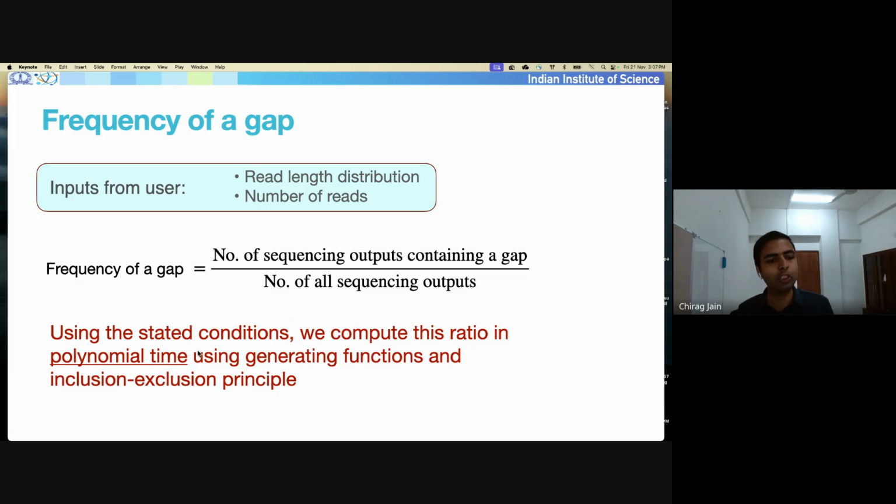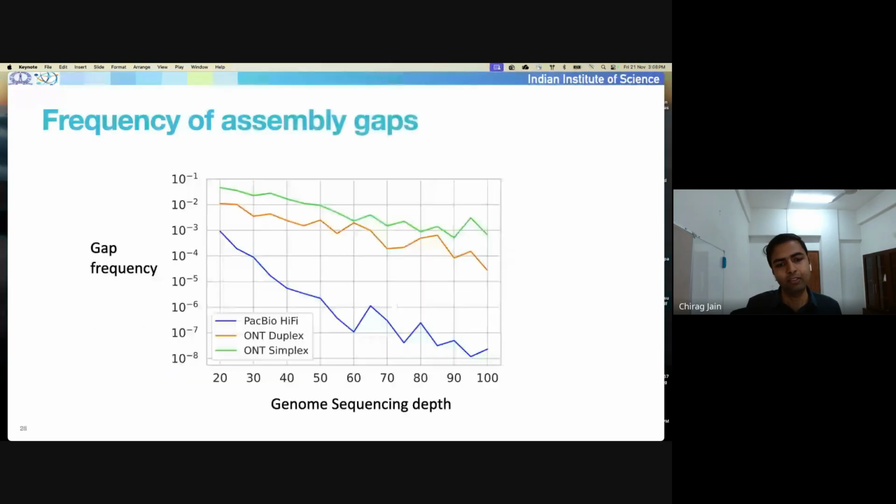So we can compute this ratio in polynomial time using generating functions and the inclusion-exclusion principle. These are principles from combinatorics, where you can combinatorially define the space and count how many such inputs will satisfy a given property. So in polynomial time, we compute this fraction using these conditions, and we then look at different read-length distributions produced by different sequencing technologies.